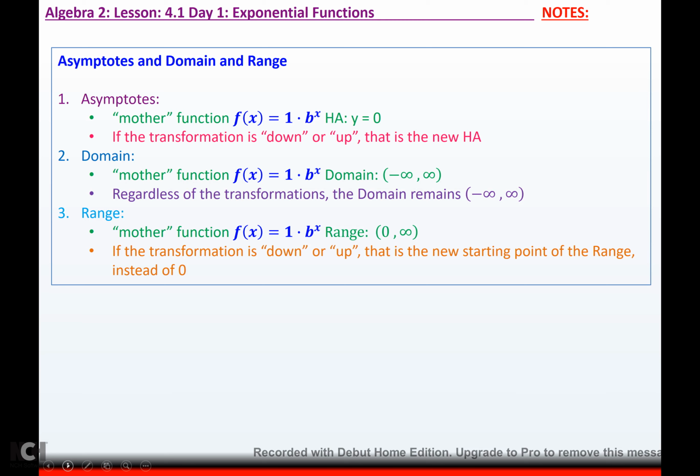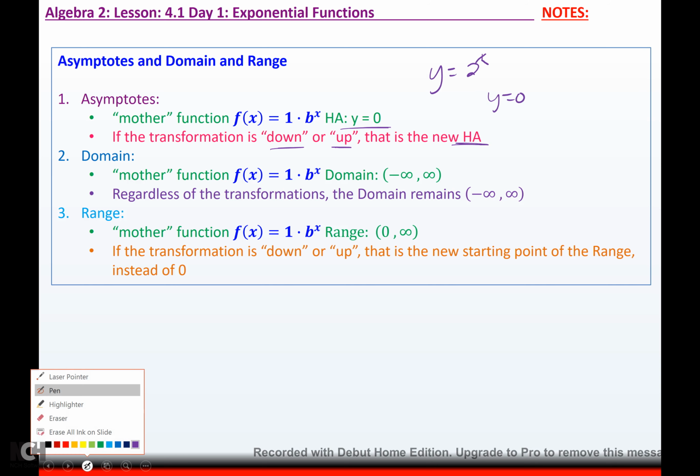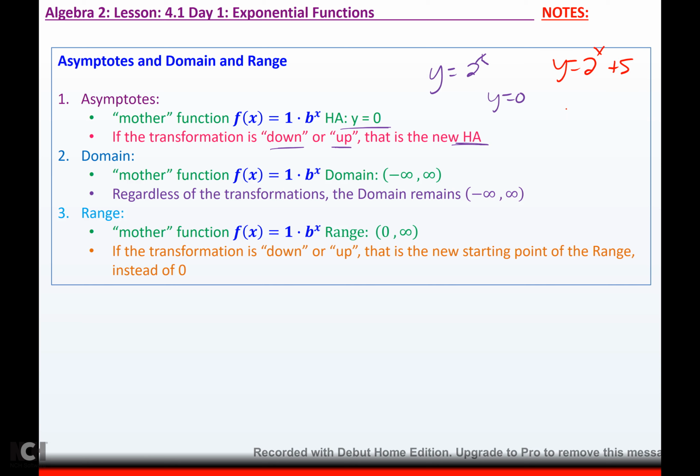The asymptotes. For mother, your horizontal asymptote's always going to be y equals 0. So if you shift up or down, that will be your new horizontal asymptote. Okay, so if I just had y equals 2 to the x, my horizontal asymptote would be y equals 0. But if I said y equals 2 to the x plus 5, then my horizontal asymptote would be at 5, because this would shift it up 5 units.